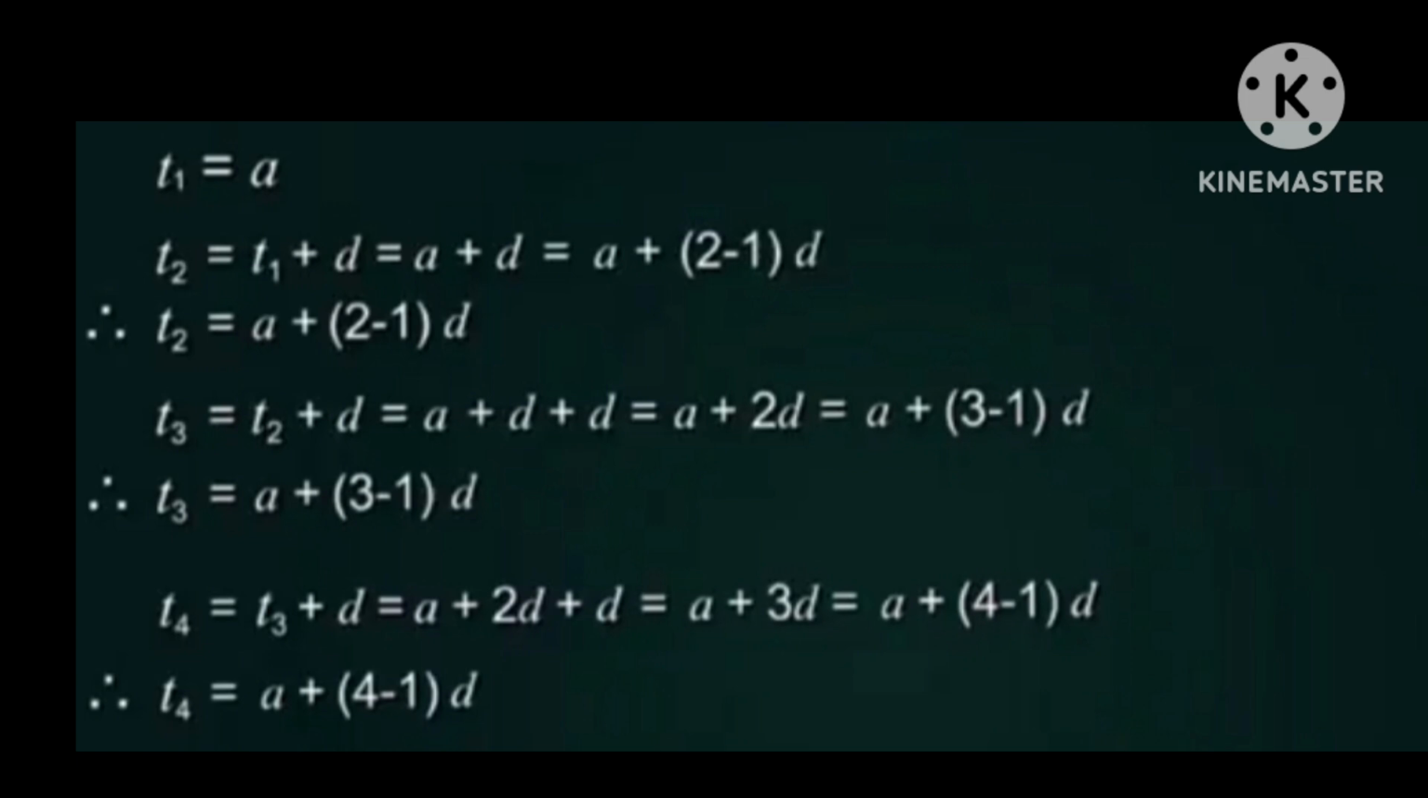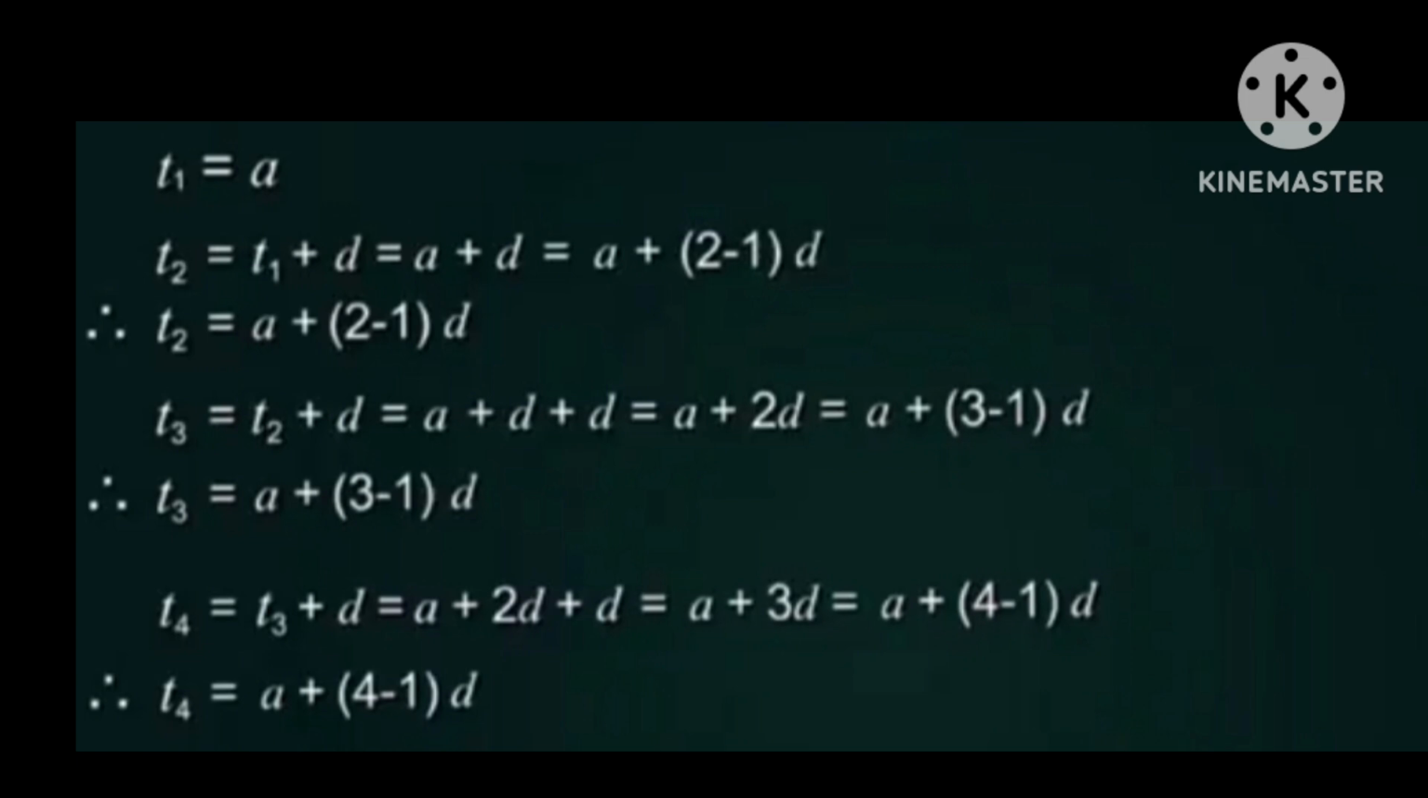Students, now think, how will you find the nth term of an AP? Consider an AP with first term A and common difference D. Therefore, the first term T1 will be equal to A. The second term will be obtained by adding the common difference D to the first term, that is T2 is equal to A plus 2 minus 1 into D. Similarly, we get T3 is equal to A plus 3 minus 1 into D. T4 is equal to A plus 4 minus 1 into D.